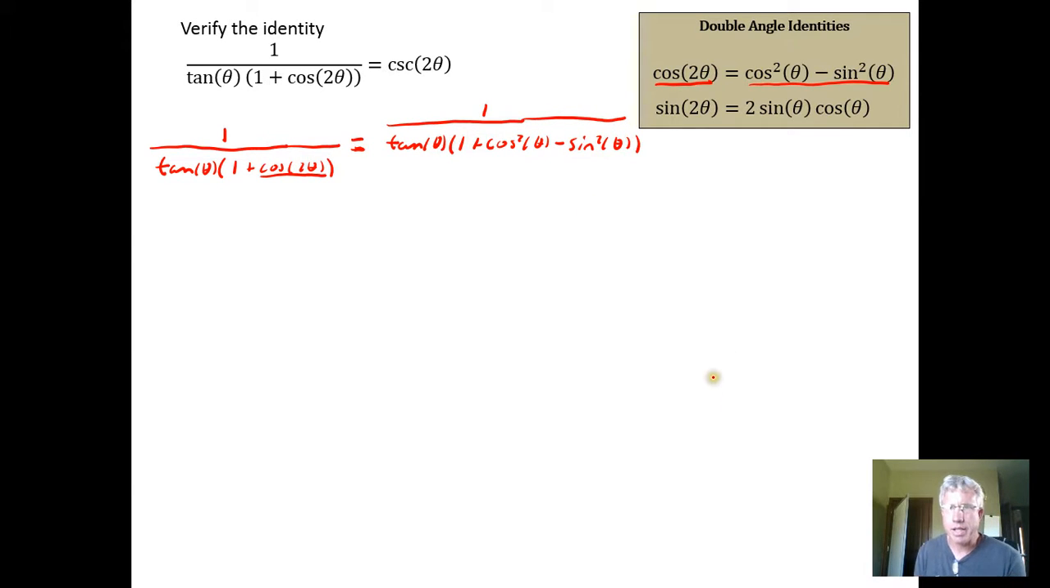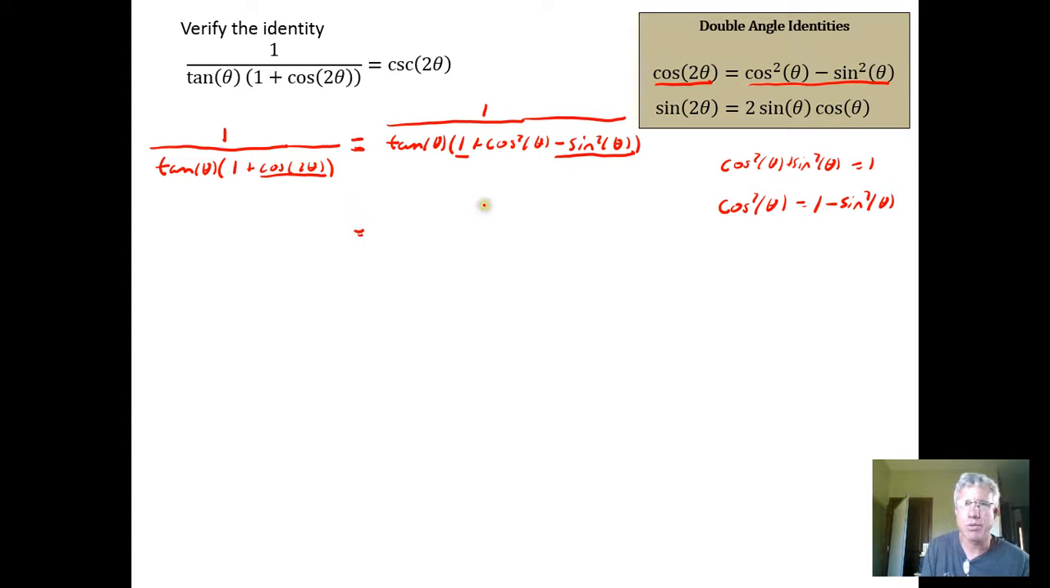And then we can use the Pythagorean identity that says cosine squared of theta plus sine squared of theta is 1. And if we subtract sine squared from both sides, we get cosine squared theta is the same as 1 minus sine squared theta. So by manipulation of the Pythagorean identity, I see that I can replace 1 minus the sine squared of theta with a cosine squared of theta right here. So I'm going to get 1 over tangent of theta. And then I'm going to get my cosine squared of theta that I already have, plus 1 minus the sine squared can be replaced with an additional cosine squared of theta.